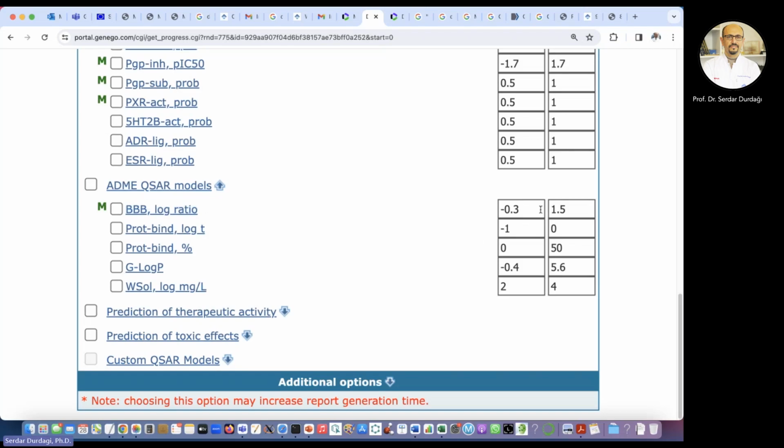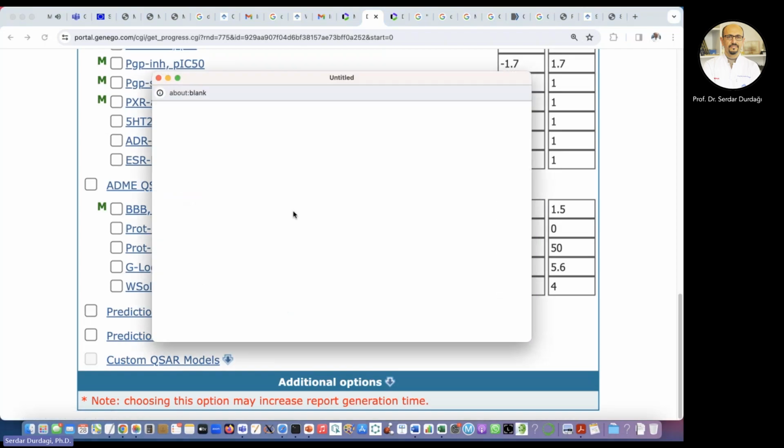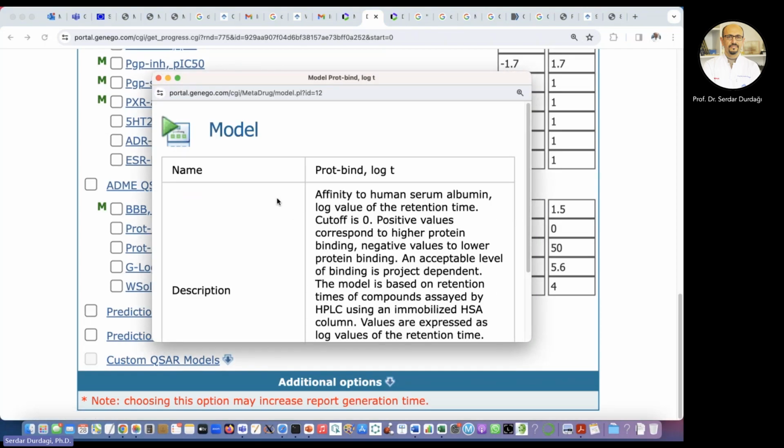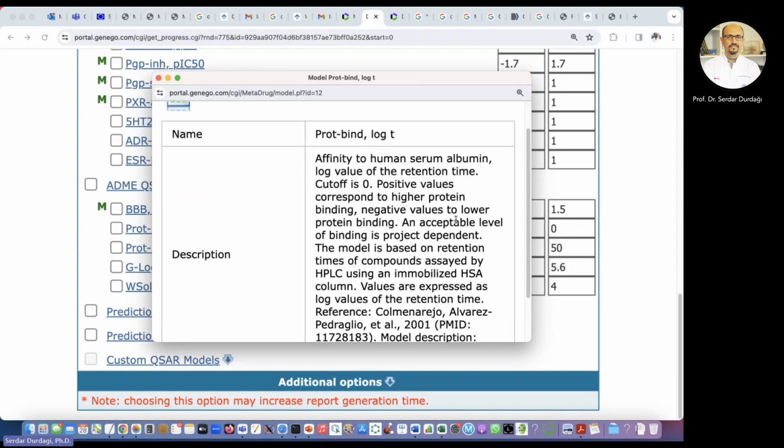So here, again, we have two different values. If it is between minus 0.3 and 1.5, this means that your molecule can pass the blood-brain barrier. But if it is higher than 0.3 and more than 1.5, in short, if it is outside of this range, then it is not passing the blood-brain barrier. Again, this one is also quite important.